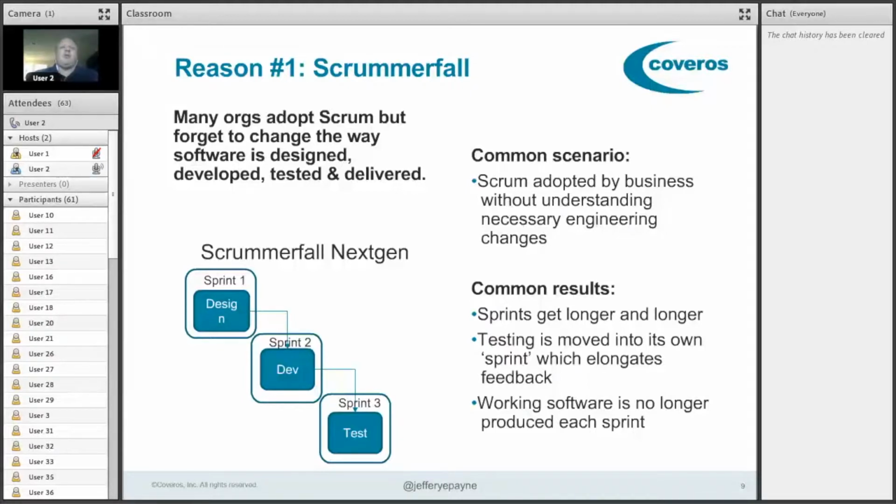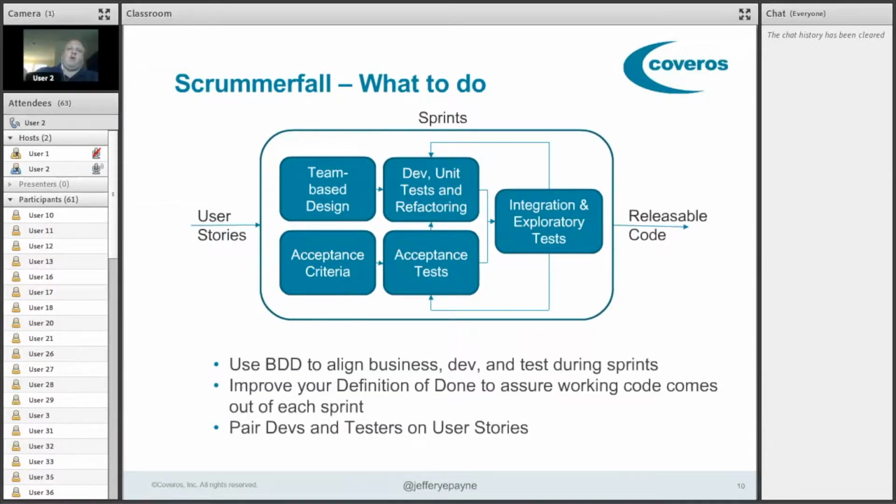And the point is that when you follow Scrum-fall and you start having these things, sprints start getting longer, you start doing things in parallel, you start elongating your sprints, you're elongating your feedback loops. And the reality is you're no longer getting working software produced at the end of every sprint. And that's the goal in Agile, is to always deliver something that works. What do you do if you're in this situation? Well, I can't give you all the answers in this webinar, but I'll give you some.